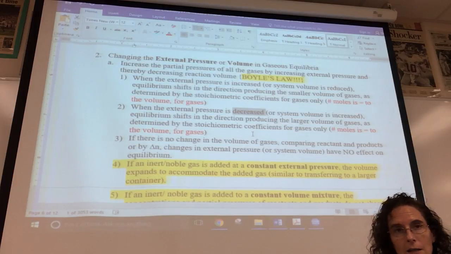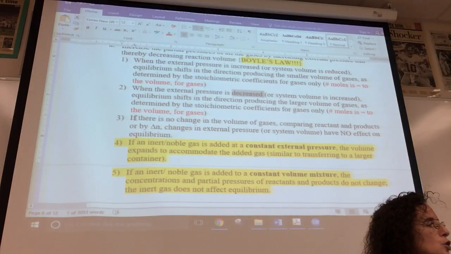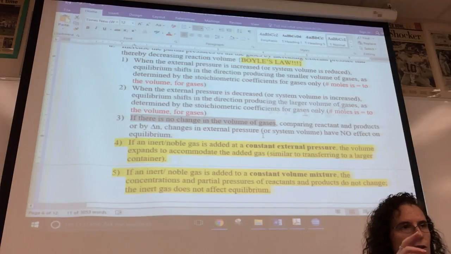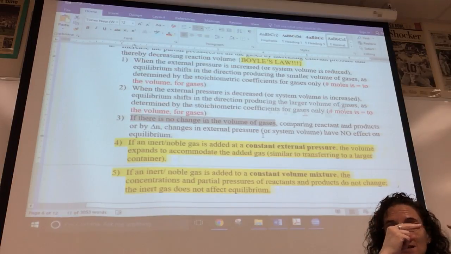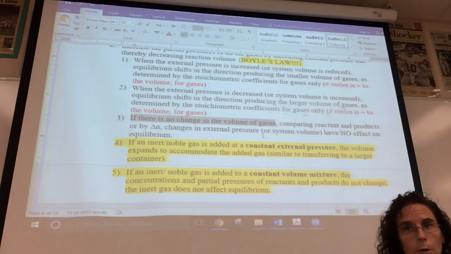So again, you might even look at delta N of the gas. If there is no change in the volume, so if you increase or decrease pressure and the delta N of the gas is 0, there's no effect on chemical equilibrium.